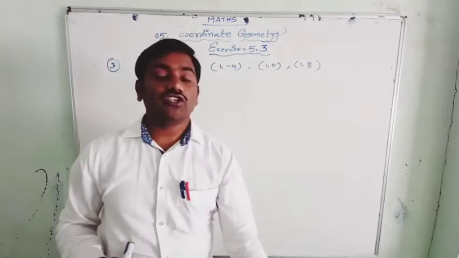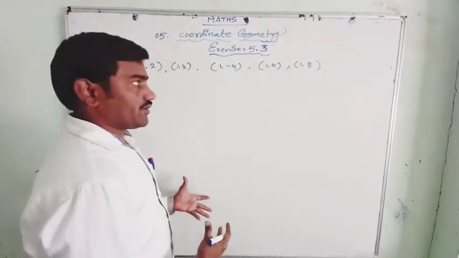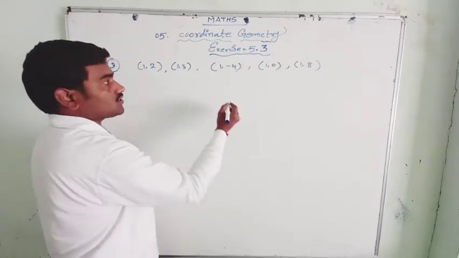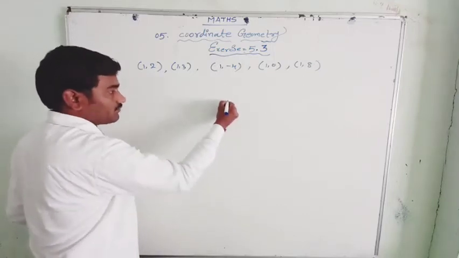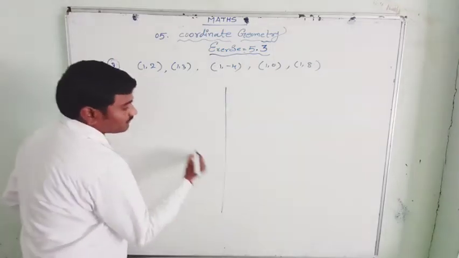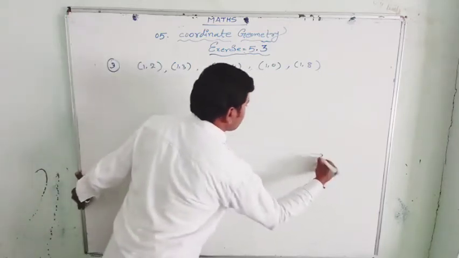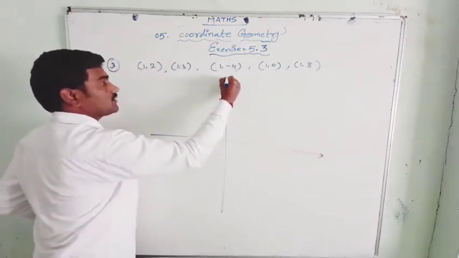Locate on a graph sheet. So here I don't have a graph sheet, but I'll try to locate all of these on the Cartesian plane. And we have to write a perfect answer for that also. Let's see.